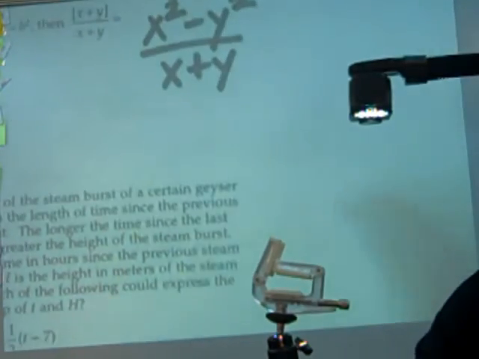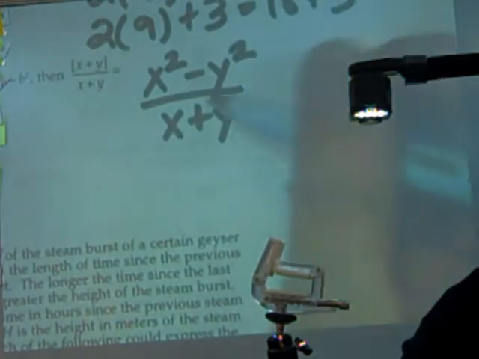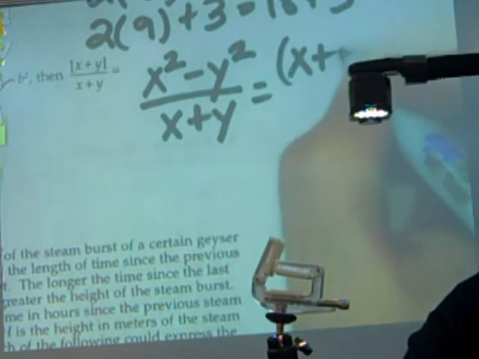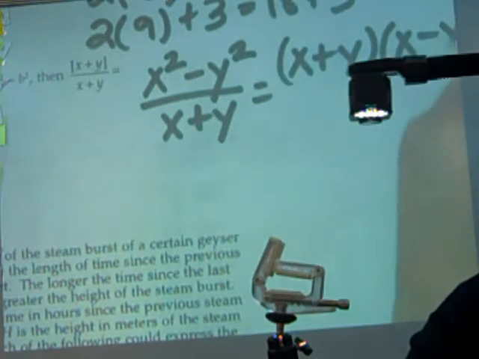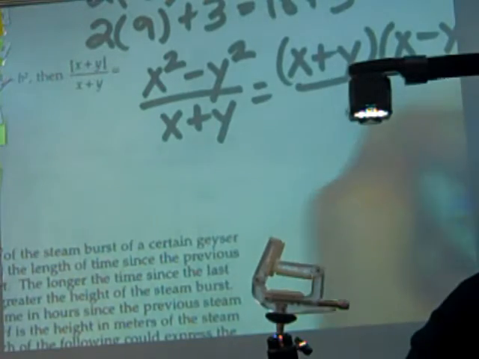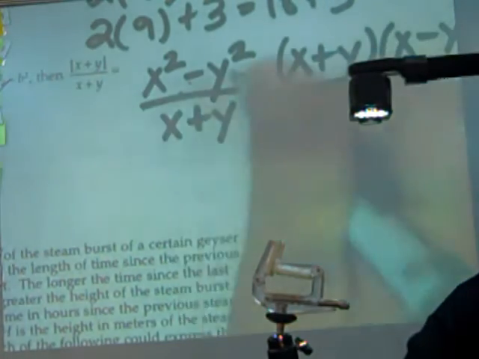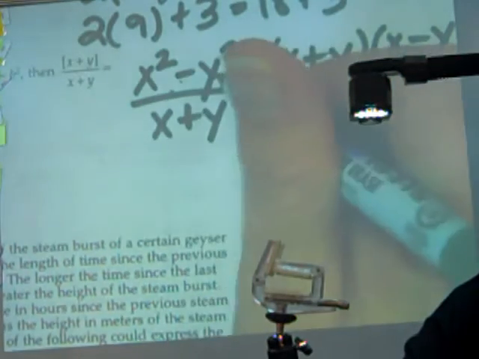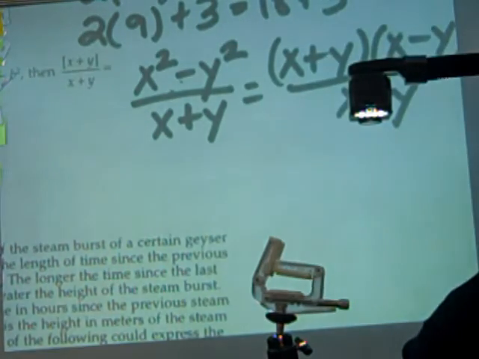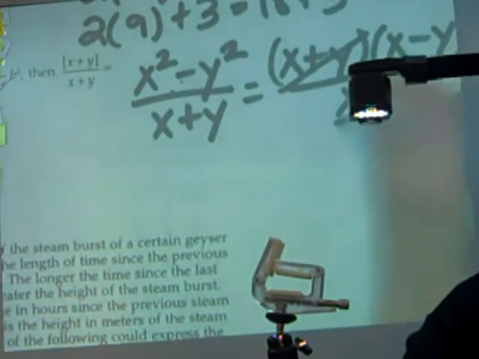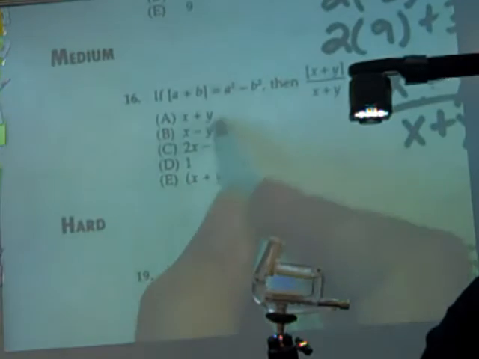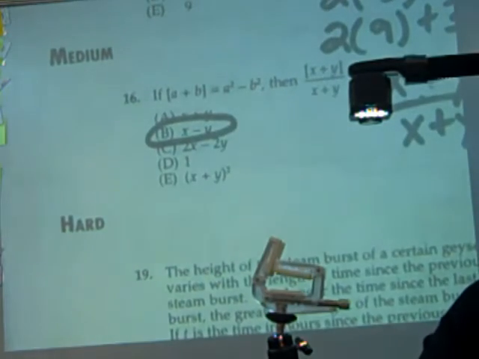And then this goes back to the factoring that we talked about yesterday. On the top, that's a difference of two squares, and that will factor into x plus y and x minus y. So you've got to be able to recognize that when you see a difference of two squares. And just like we talked about yesterday, if it's not factored and you factor it, that should lead you to your answer. So if I factor the top, I can see I can cancel out the x plus y's, and that leaves me with x minus y. B.